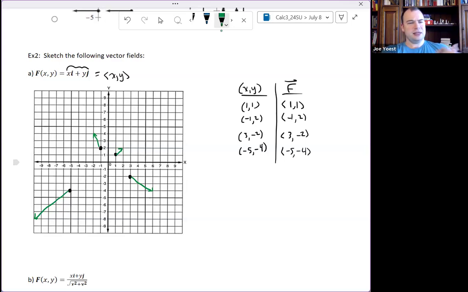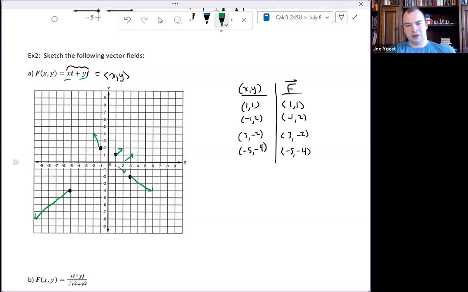And I think I have an idea now, just looking at these, the small sampling, roughly what the vector field looks like. So I'll just throw in a couple of extra vectors here. I know that when I'm close to the origin, my vector magnitudes are small. When I'm far away, they're large, because when x and y are both large in magnitude, then the magnitude of the vector is large. And I know they point away from the origin.